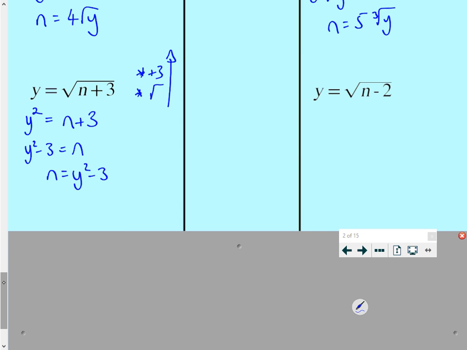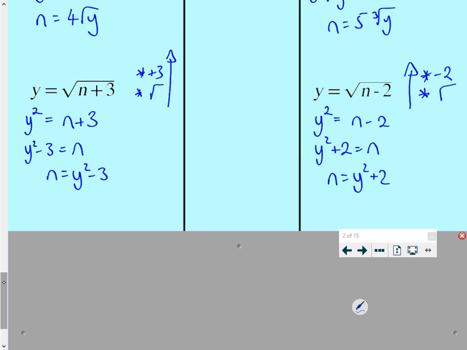Again, pause the video, take as long as you need. So here, I would be taking away 2, and then I would be square rooting. So you're going to have to square both sides when you're working backwards through it, and then you're going to need to add 2 to both sides. Remembering that the 2 isn't being squared as well, okay? Because you're adding 2 to both sides after you've squared both sides. So the 2 doesn't get squared as well.